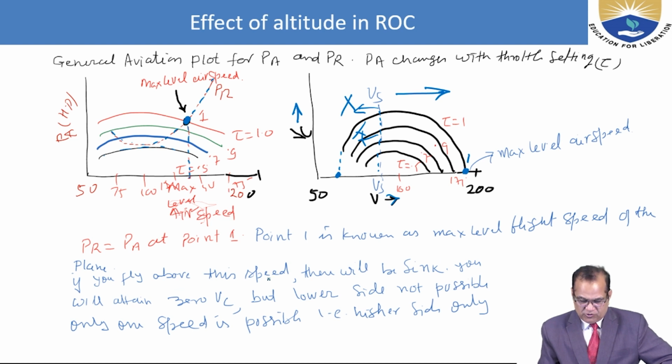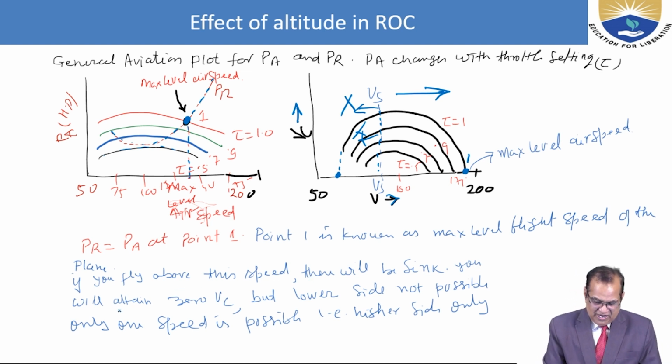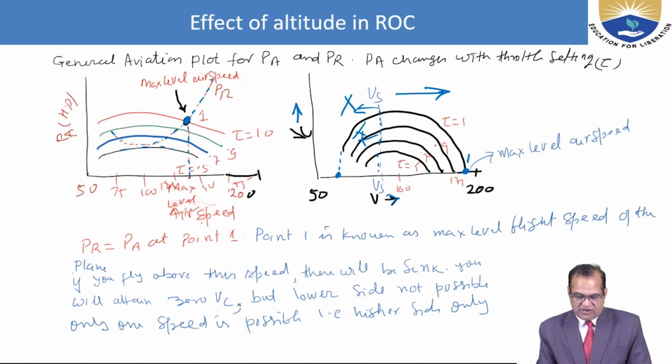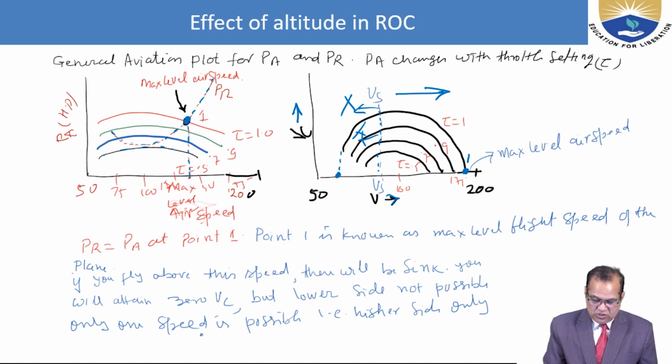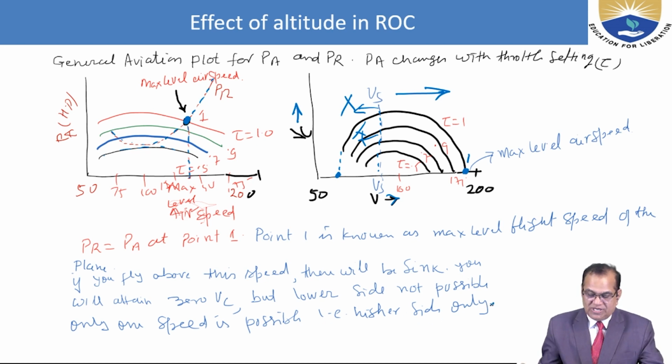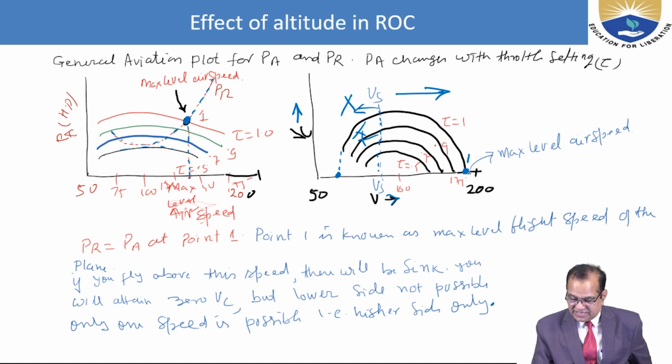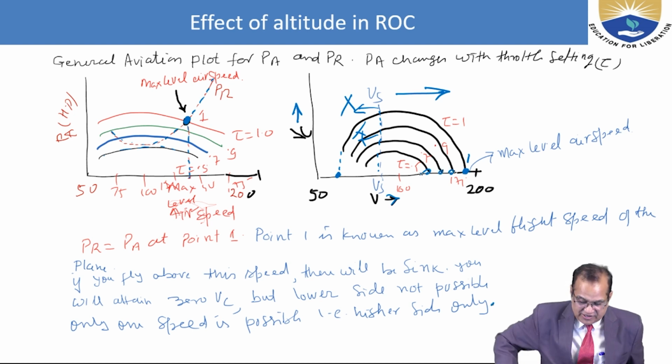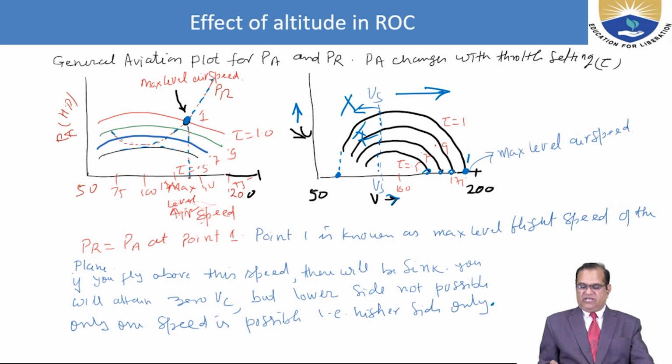If you fly above this speed, there will be a sink. You will attain 0 rate of climb, but the lower side is not possible. Only one speed is possible, that is the higher side only. So only the higher side velocity is acceptable, not below the stall speed.